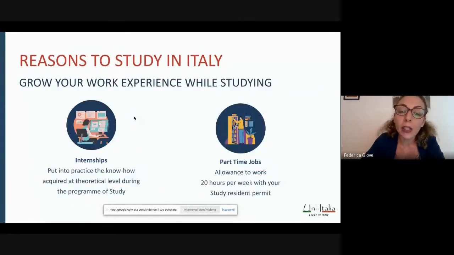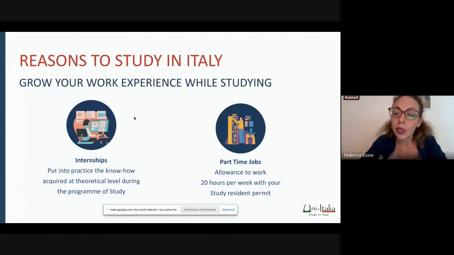But what I can tell you for sure is that during your academic path, you will have the opportunity to attend internships, okay? That will help you, as I wrote here, put in practice the know-how acquired at a theoretical level during the program of studies.